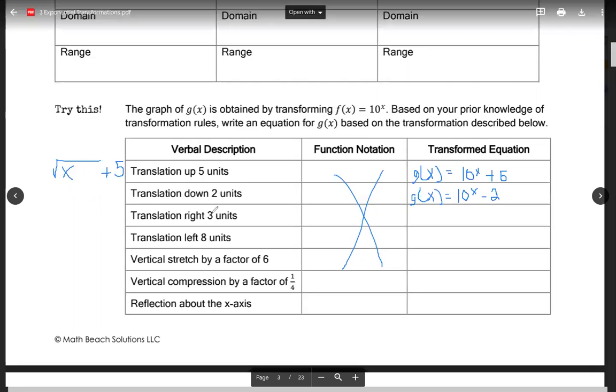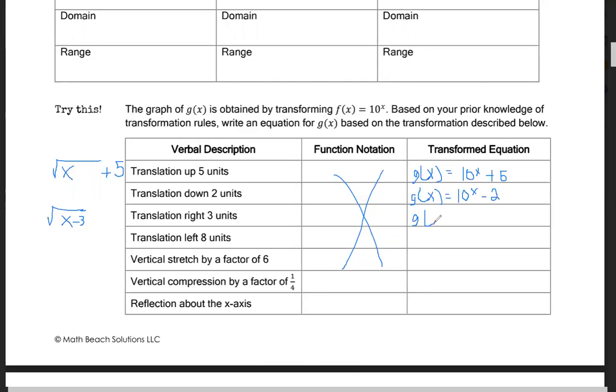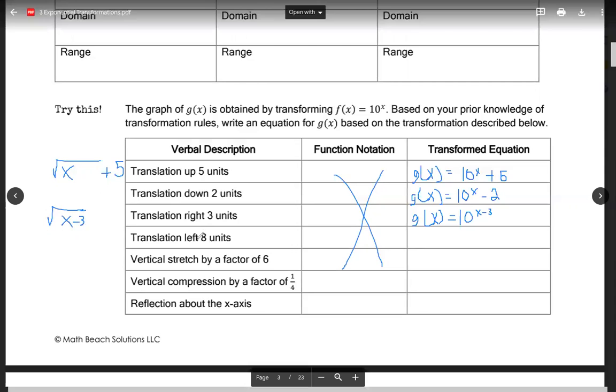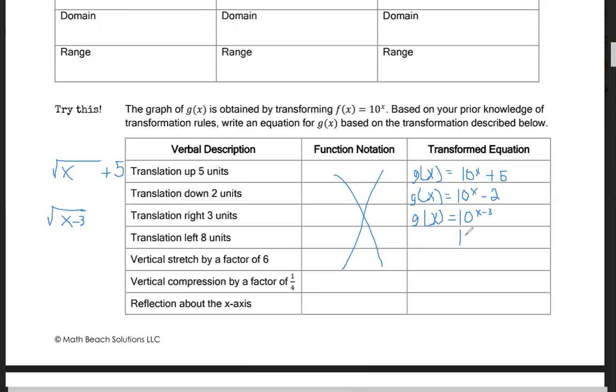Okay, and it says translated right 3 units. So again, going back to our original example here, kind of going back to square roots, if it's going right 3, remember that's actually going to be minus 3, but it's going to stay underneath the radical. So when you're doing it, our x is up at the top. So I'm just going to put x minus 3, just like that. Okay, left 8, same idea. I'm going to stop writing g of x because you guys can write that. So now it's going left 8.